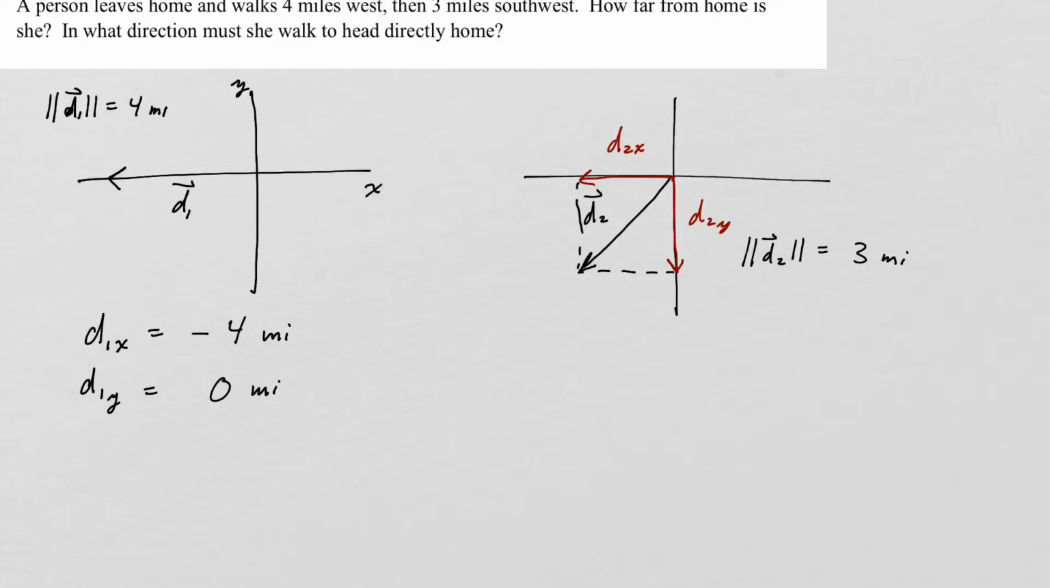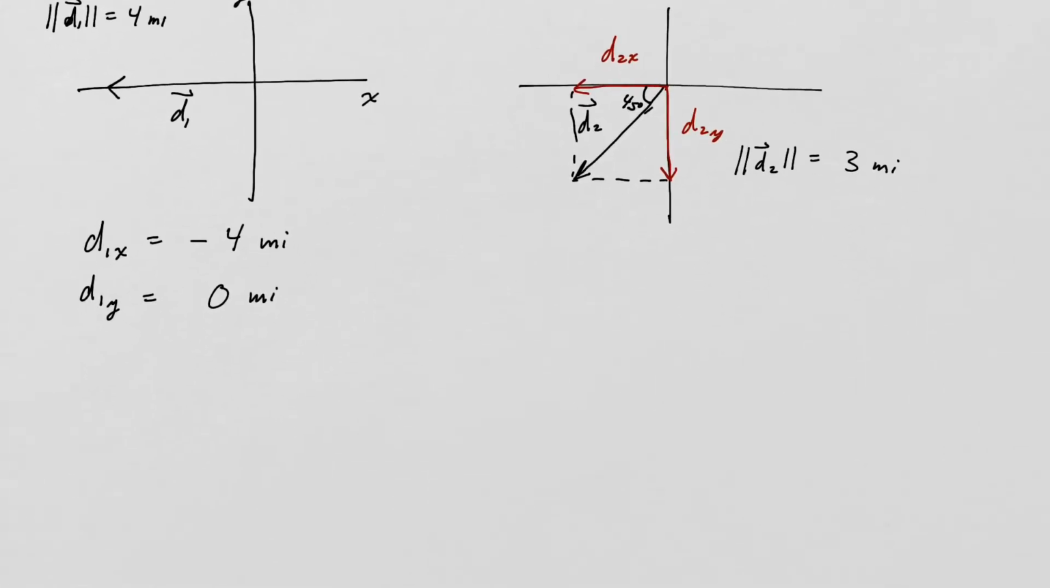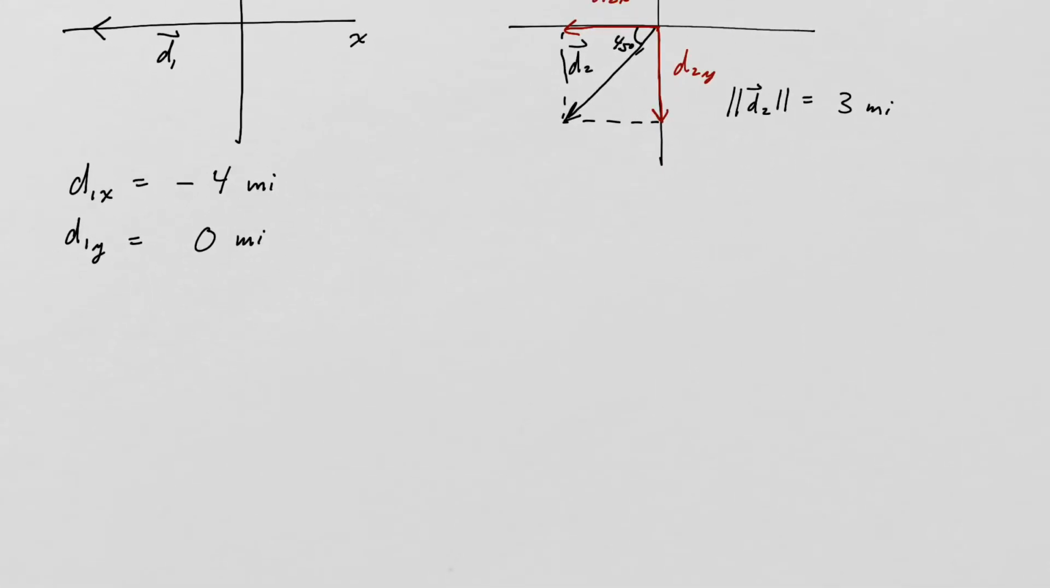Because I'm going exactly southwest, this angle must split that 90-degree angle in half, so this angle must be 45 degrees. So my reference angle is 45 degrees. If I extract the triangle that contains the reference angle, the hypotenuse is the magnitude, so that's 3 miles. This is 45 degrees, and this is going to be D2x, and this will be D2y.